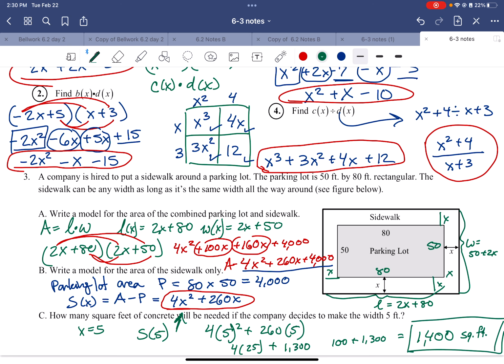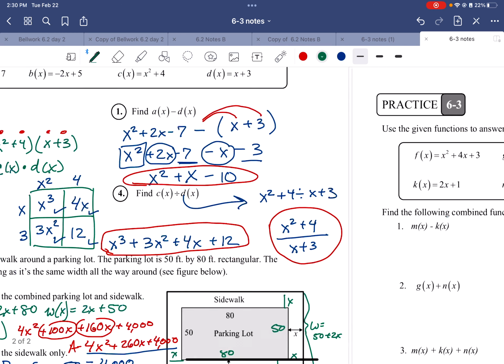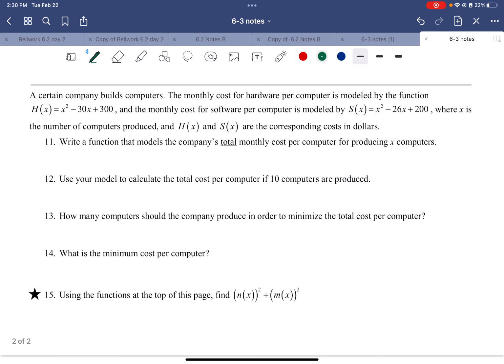All right, so that's an example of a word problem. The word problem on your homework is not quite as difficult. They give you the equations that you need to put together, and then you'll have to use that information to find something useful with it.